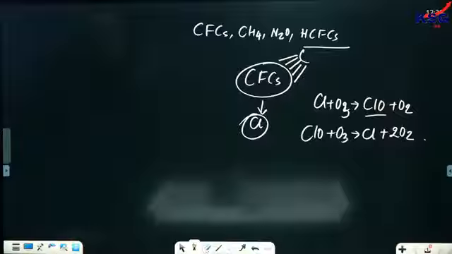So I have depicted the reaction on the board, that is, first of all, the free radical catalysts are responsible for maximum damage. Never pick up CFC for that purpose.